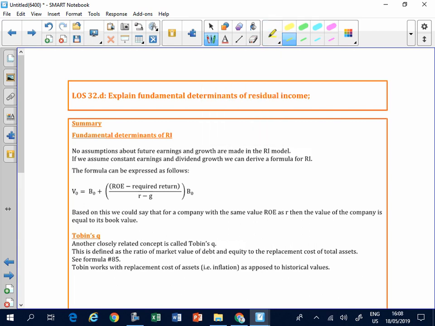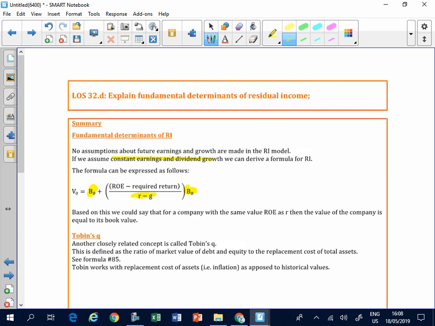If we assume constant earnings and dividend growth, we can derive the formula as follows. Your book value today plus, once again, your ROE minus your required rate of return. That's going to be the additional percentage that it's going to generate for you, divided by R minus G, times your beginning book value. That basically gets you the additional value.